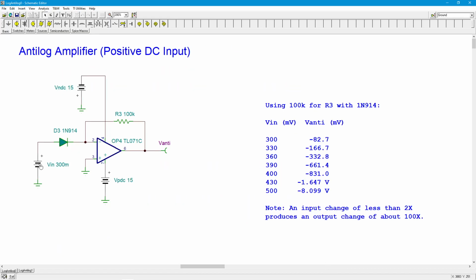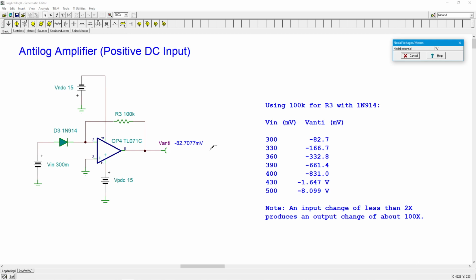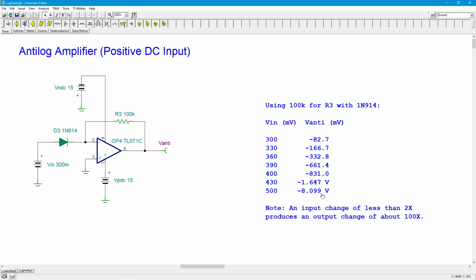So we can do the same thing, right? I put in 300 millivolts, and let's do a little DC analysis over here. And we get 82.7. And I can repeat this process, which conveniently I've already done. So I jump to 330 millivolts, and look, this signal is roughly doubling from 82.7 to 166. I increase it by another 30 millivolts to 360, and I get 332.8, right? Just looking at the magnitudes here, right? It is an inverting amplifier.